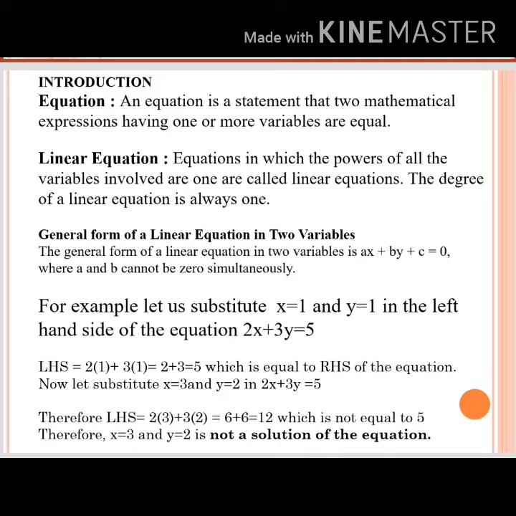Now let us take some other value. Let us substitute x = 3 and y = 2 in the equation 2x + 3y = 5. Therefore, LHS = 2 into 3 plus 3 into 2, that is 6 + 6 = 12, which is not equal to 5. Therefore, x = 3, y = 2 is not a solution of the equation.